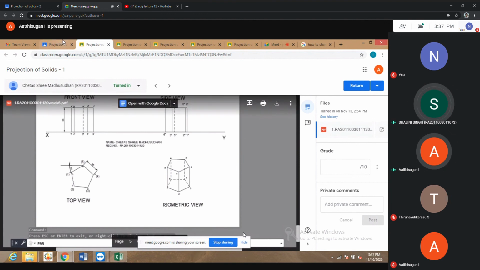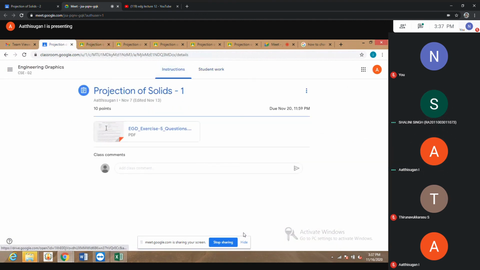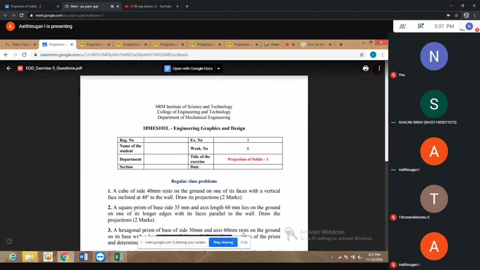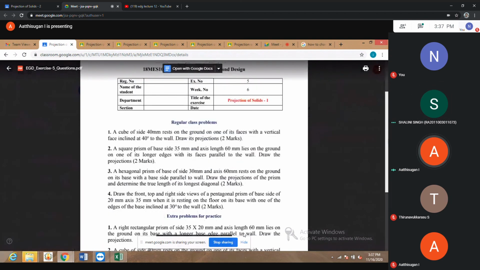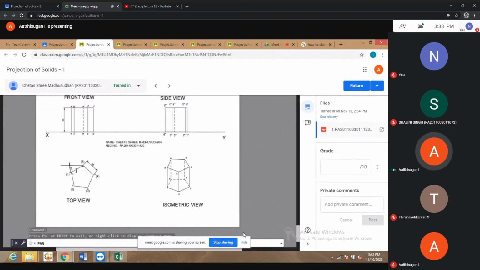As for the question, I'll read one more time. So, the base side is 20 mm and the axis is 35 mm. When it is resting on the floor, on its base, leave it as it is. So now the top will be getting the pentagon. But one of the edges of the base is inclined 30 degrees to the wall. So for that, maybe this student is taking this side 30 degrees inclined to the wall.